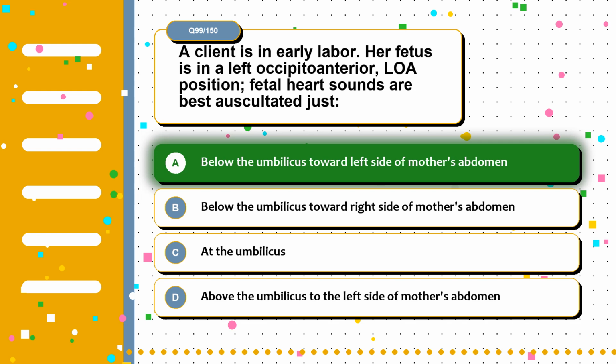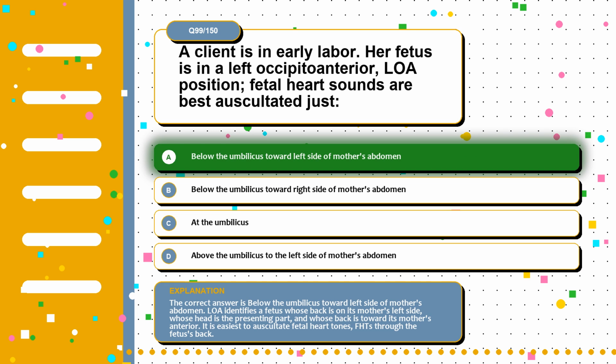The correct answer is option A, below the umbilicus toward left side of mother's abdomen. LOA identifies a fetus whose back is on its mother's left side, whose head is the presenting part, and whose back is toward its mother's anterior. It is easiest to auscultate fetal heart tones, FHTs, through the fetus's back.